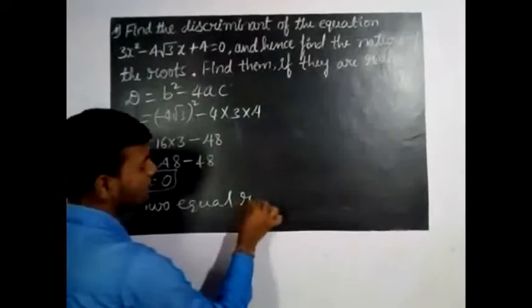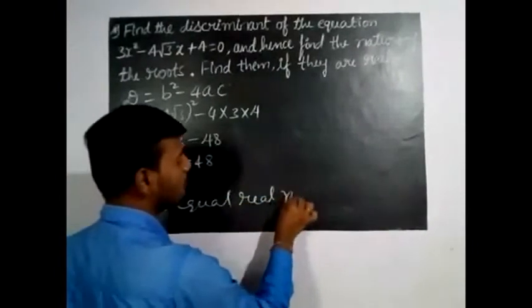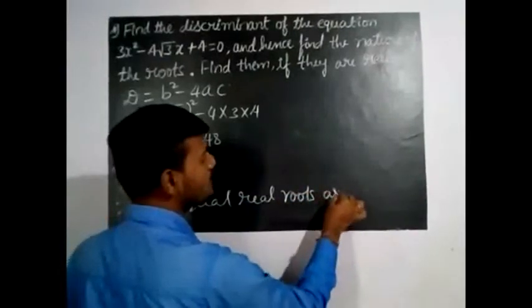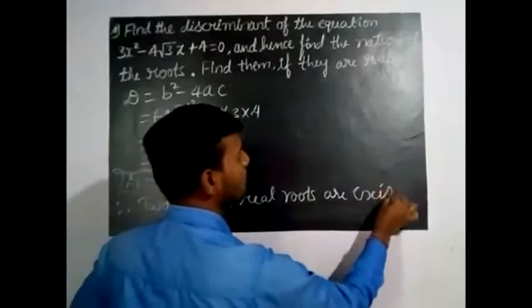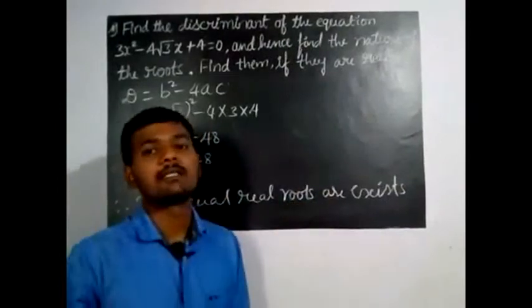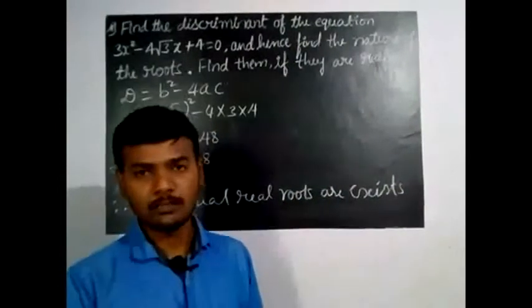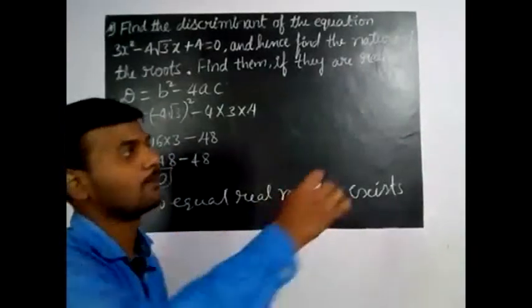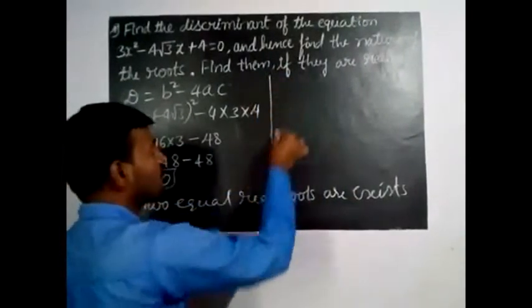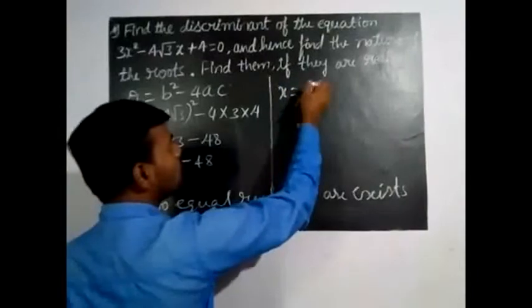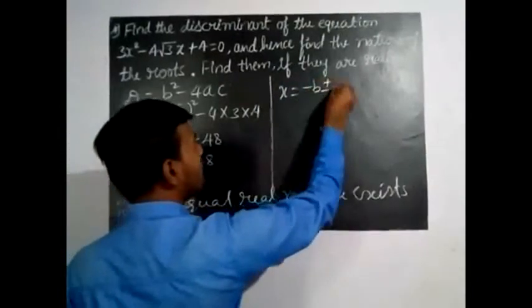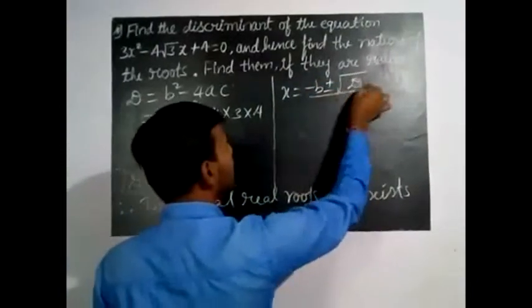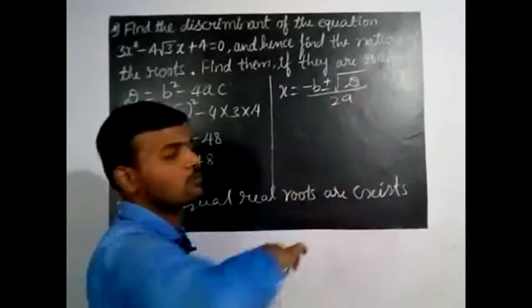Two equal real roots exist. Okay, the quadratic equation has two equal real roots, and then we have to find them by applying the quadratic formula. So let us apply it. x is equal to minus b plus or minus root d by 2a. This is also the quadratic formula.